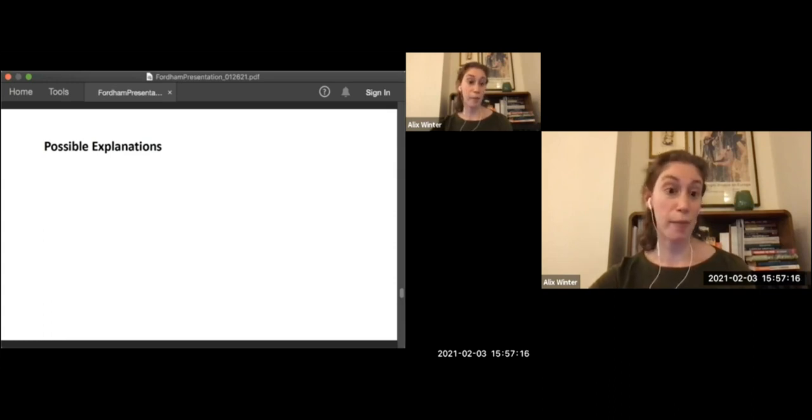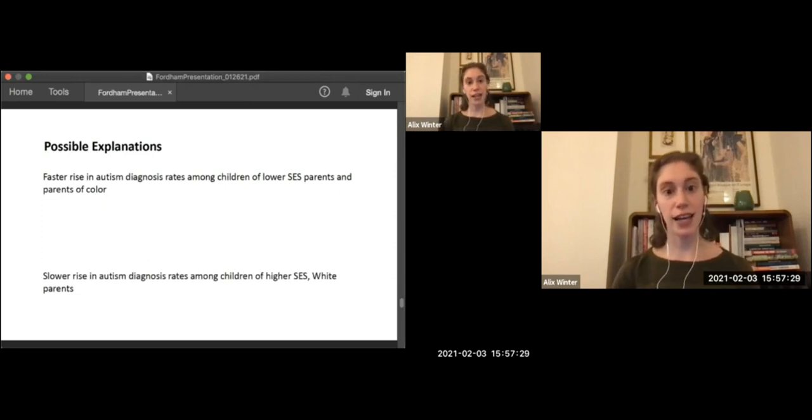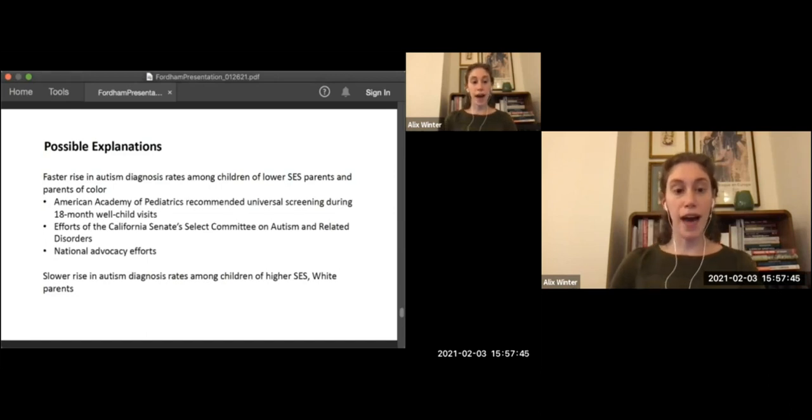But why did these reversals happen? Well, we have a couple of ideas that we're working on exploring now. So the reversals can be thought about in two parts: a faster rise in diagnosis rates among children of lower SES parents and parents of color, and a slowing down of the rise in diagnosis rates among children of high SES white parents. There are probably multiple factors that account for the recent faster rise in diagnosis rates among children of lower SES parents and parents of color.